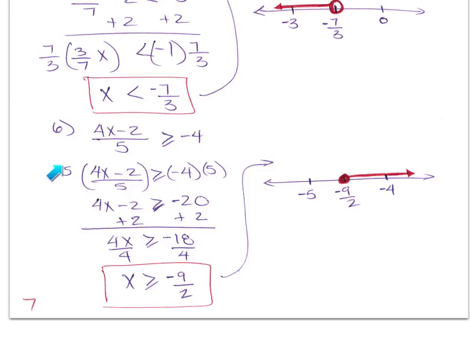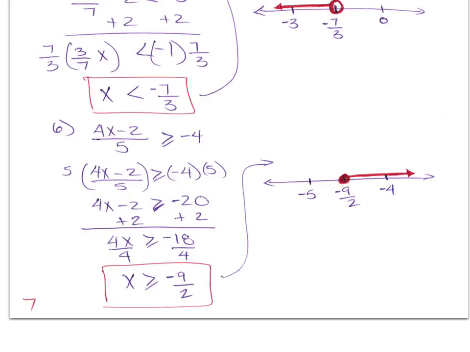We end up canceling these 5's right here. You're going to end up with 4x minus 2 greater than or equal to negative 4 times 5, which is negative 20. We want 4x by itself, so we need to get rid of the minus 2. Plus 2 on both sides, you're going to end up with 4x is greater than or equal to negative 18. We want x by itself, so we're going to divide both sides by 4. You're going to end up with x is greater than or equal to negative 18 over 4. When you reduce that, you get negative 9 over 2.